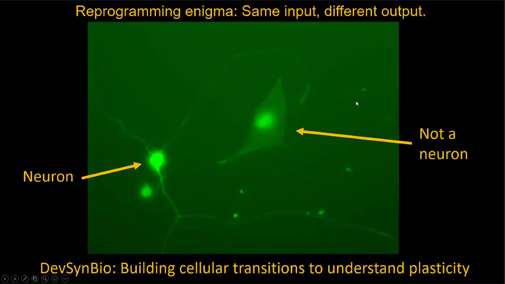We have essentially the same input. It's not a difference in viruses between these two cells, and yet they have these different outcomes. And so the question is why? Why do these cells make different choices? And what I think is, again, interesting about this, at least how we approach this problem, is as a developmental synthetic biology, where we're trying to build these cellular transitions so we can understand plasticity.